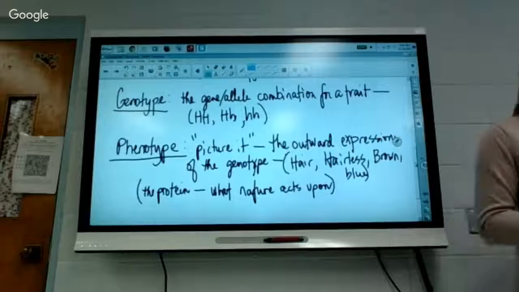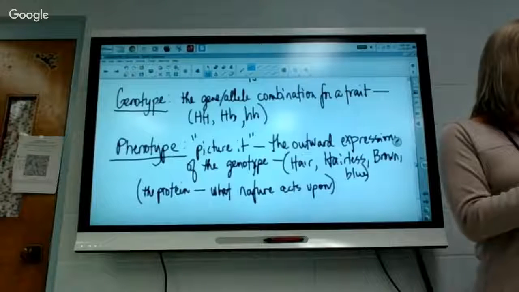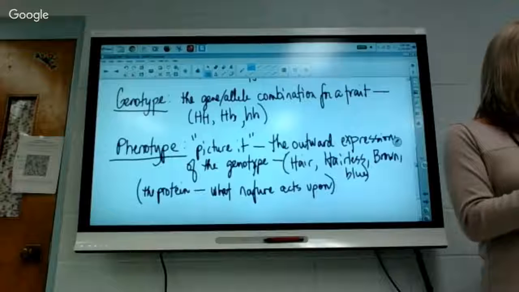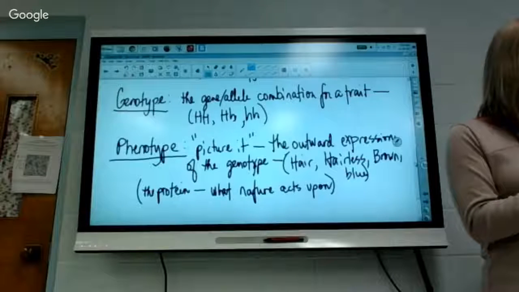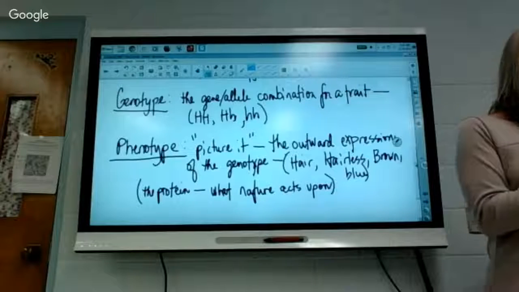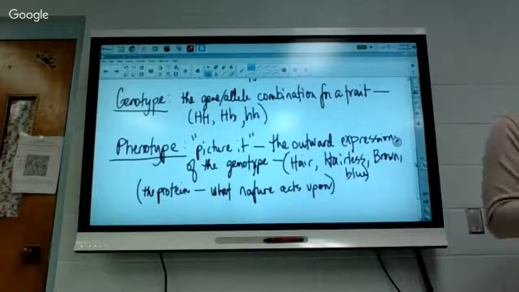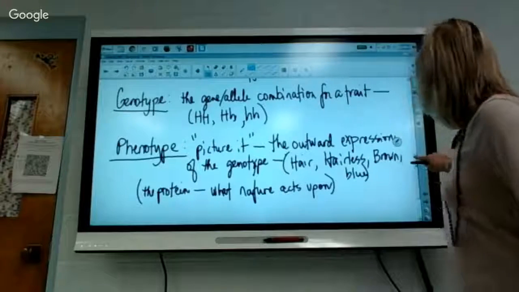Okay, so let's see. I think that covers all of those terms. And that gets us into a little bit with Mendel and how we predict heredity. So let's go ahead and look at monohybrid crosses.